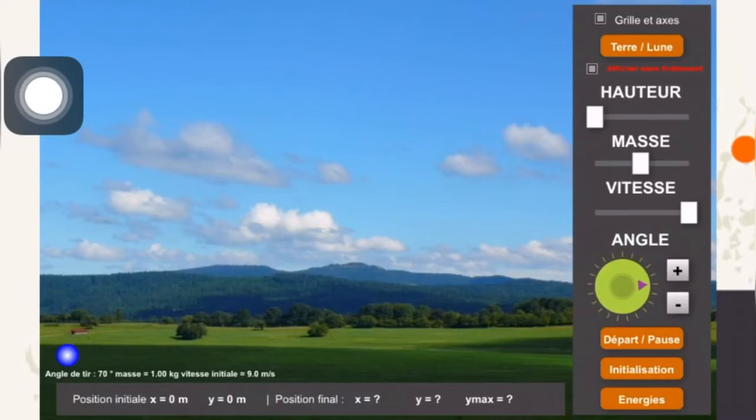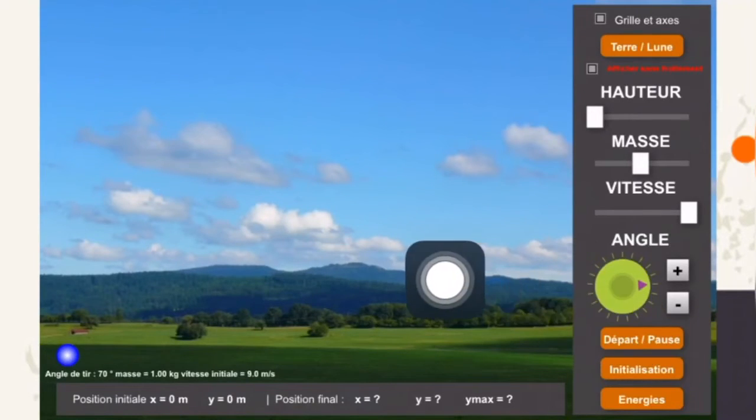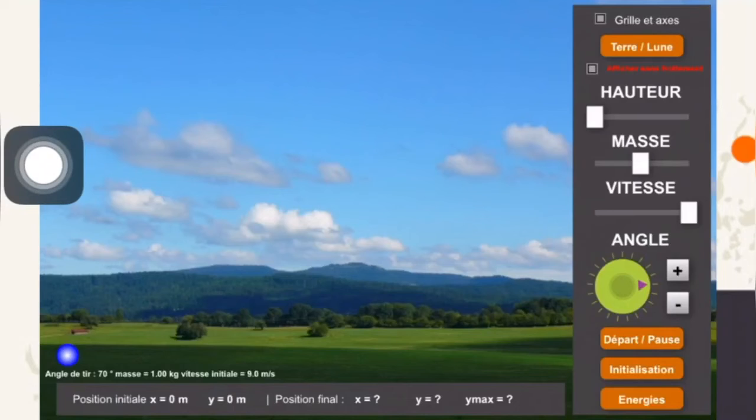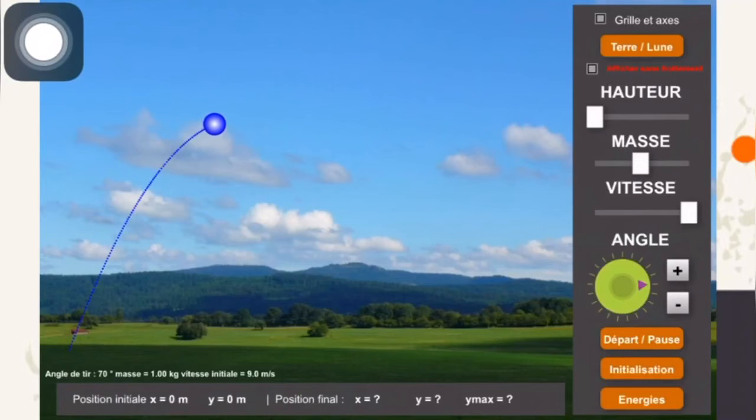Okay, so to start the simulation, let me first click on this start pause option, and let me show you how it acts. So see, the body has been projected.